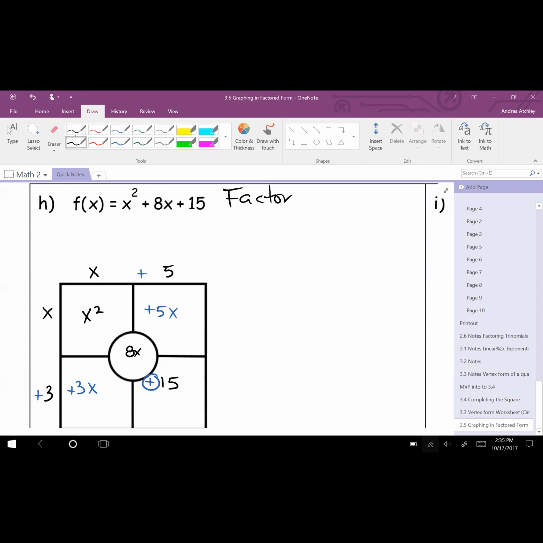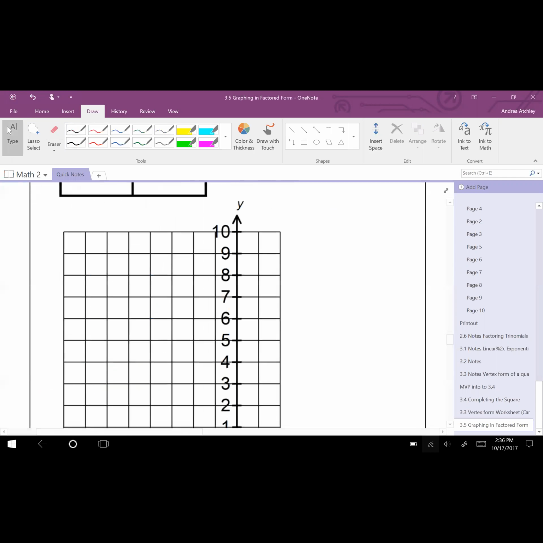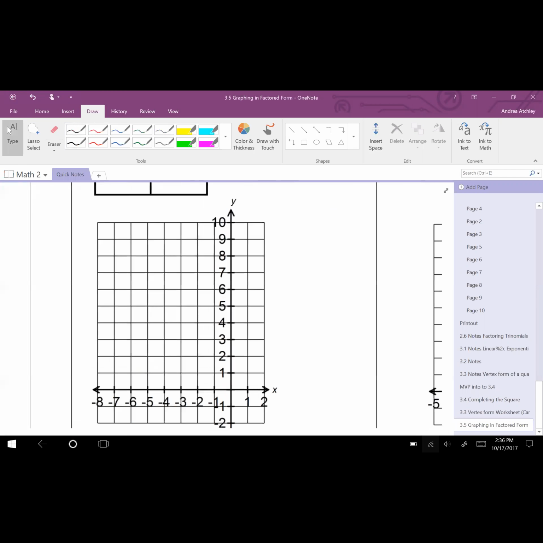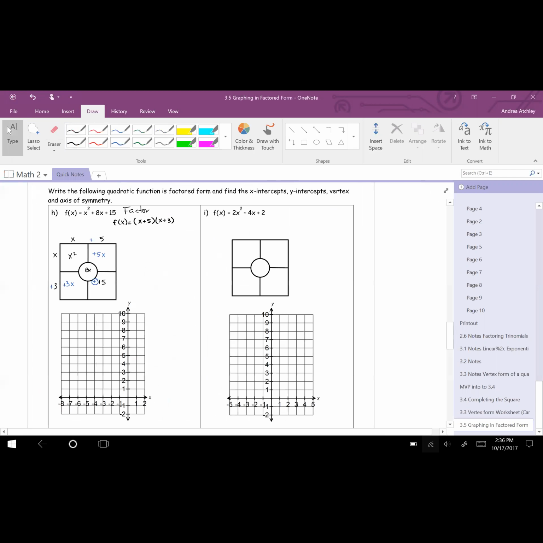So to write this in factored form, I now have f of x equals x plus 5 and x plus 3. It doesn't matter if you write it in a different order, it's the same thing. So now, we're going to identify all those good things.